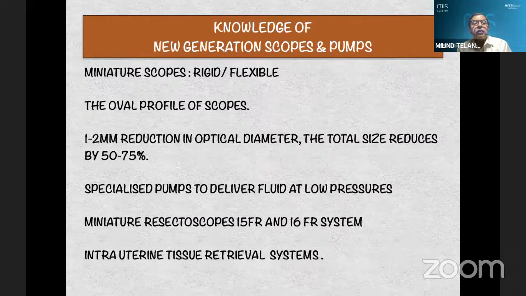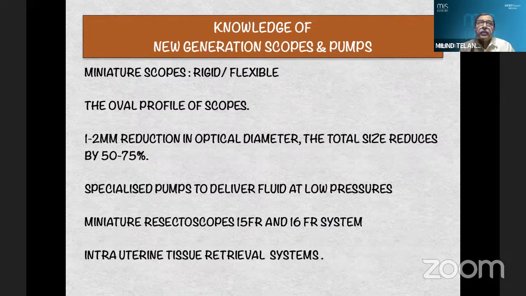One thing they have to remember, that the scopes have to be oval to conform to the anatomy of the internal os. Even a small reduction, say 1 to 2 mm in the optical diameter, reduces the entire surface area by 50 to 75 percent and helps us entry into the internal os. Many people in the panel say difficult in entry. Well, I will solve your problems here and here.